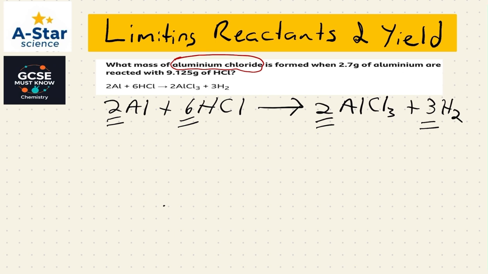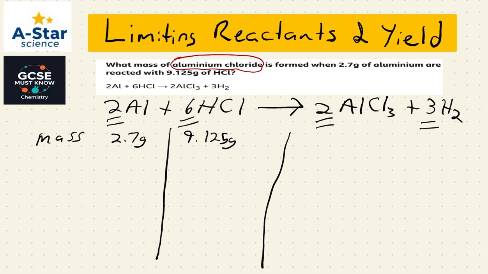The second step is to write down what information you know from the question. Well, they tell you the mass of aluminium, which is 2.7 grams that you're given to work with, reacts with 9.125 grams of hydrochloric acid. So this is our table method coming nicely to shape.